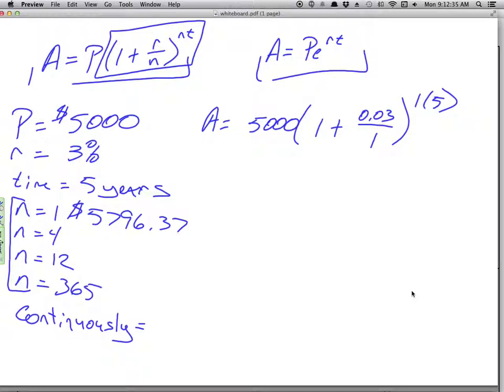5796.37. So what does that number tell me? How much money did I make? 796. I made $796.37 because I started out with 5,000. So that's what I get if I compound 1 time a year.